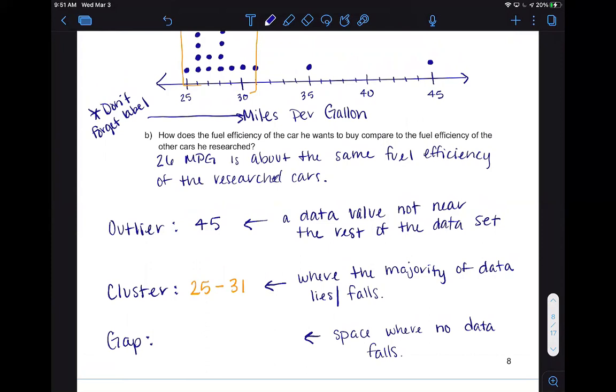How about from 31 to 35? And then from 35 to 45. That would be considered your gap. Okay. Questions about dot plots? All right.